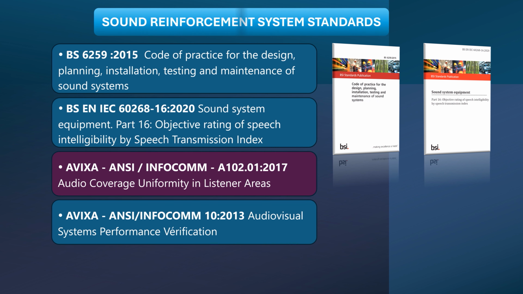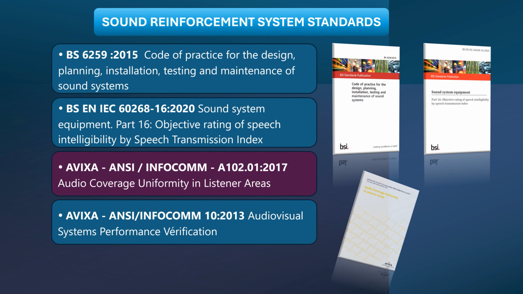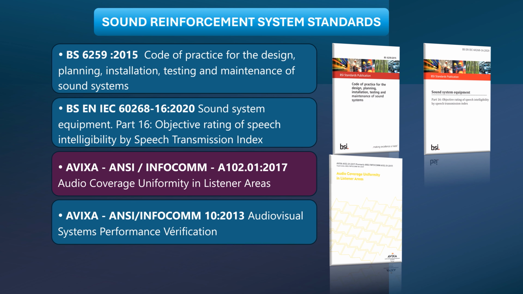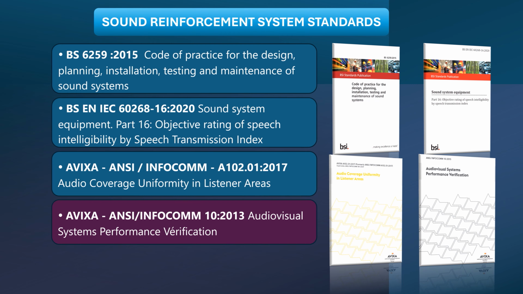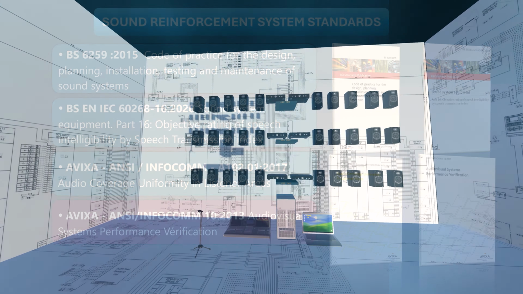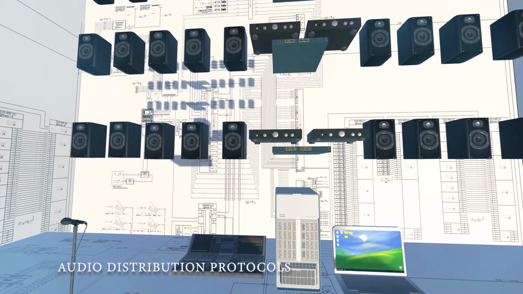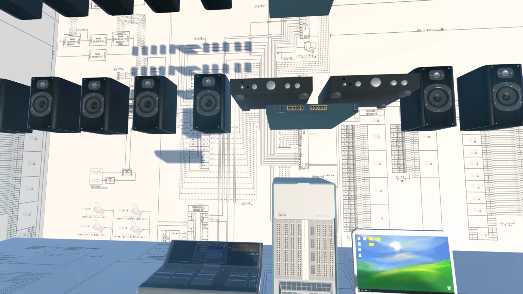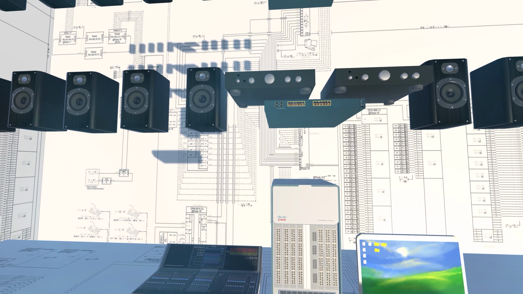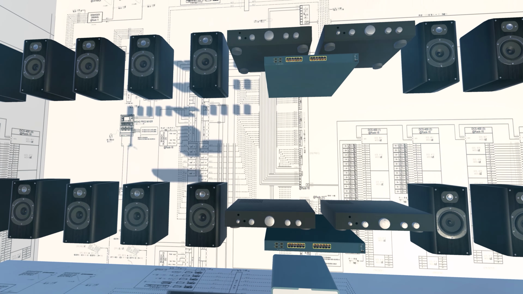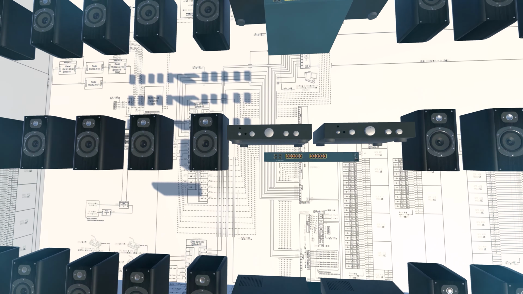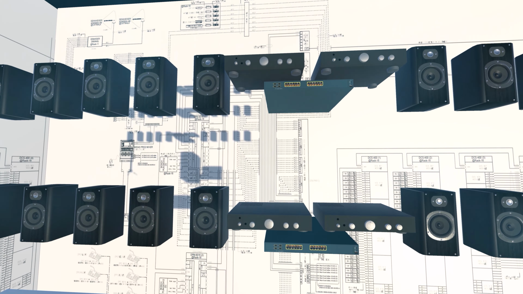AVIXA/ANSI/Infocom A102.01:2017, Audio Coverage Uniformity in Listener Areas. AVIXA/ANSI/Infocom 10:2013, Audiovisual Systems Performance Verification. Audio Distribution Protocols. For low-latency, real-time audio distribution for sound reinforcement applications, there are many proprietary and open protocols. Some of the widely used audio distribution protocols in digital AV systems are RockNet, CobraNet, AES67, and Dante.